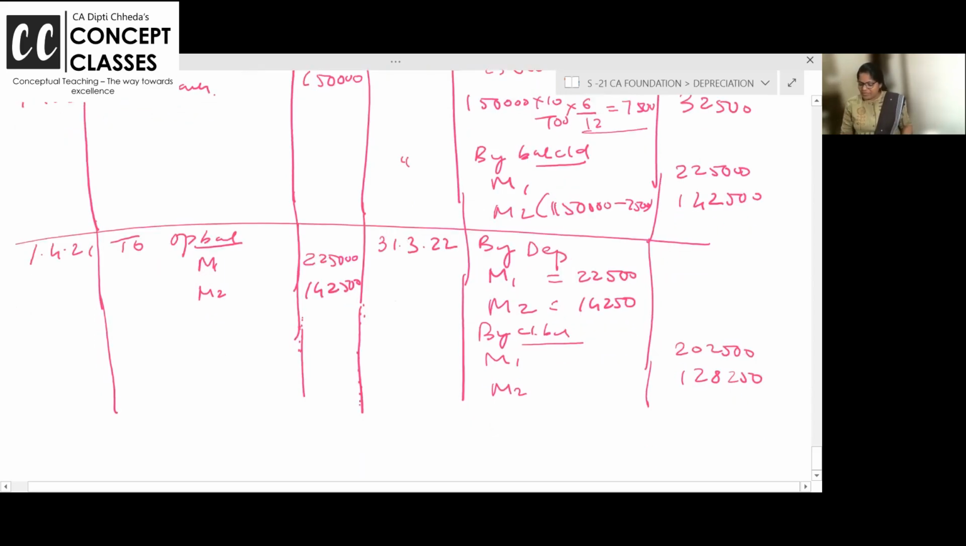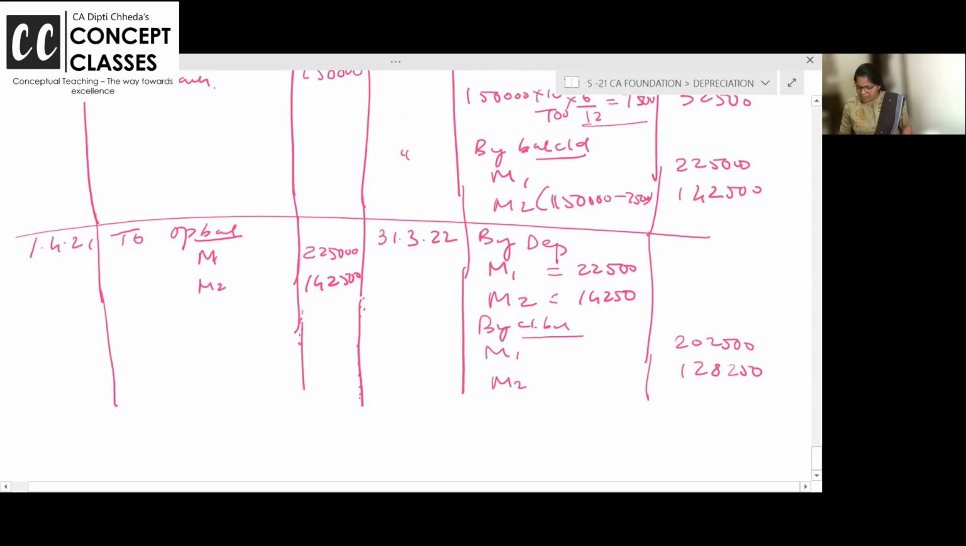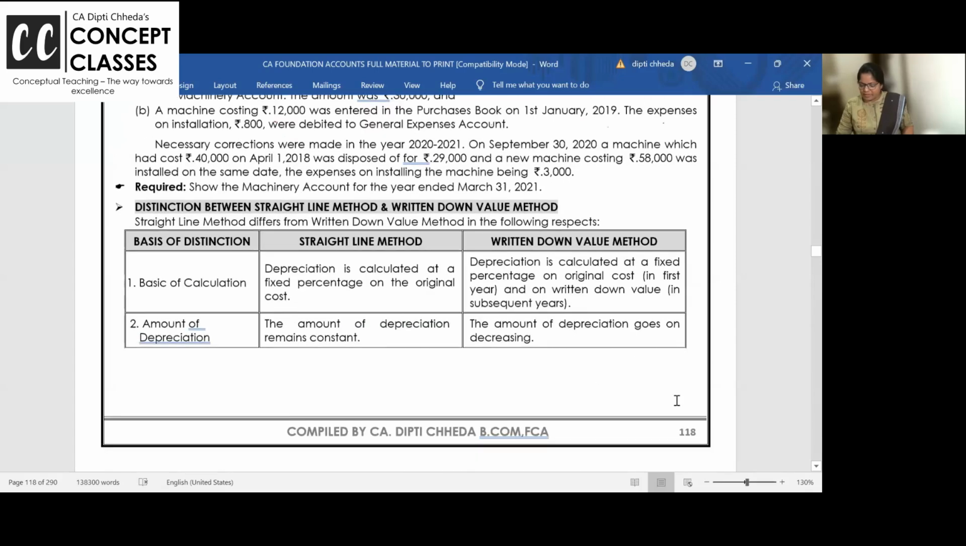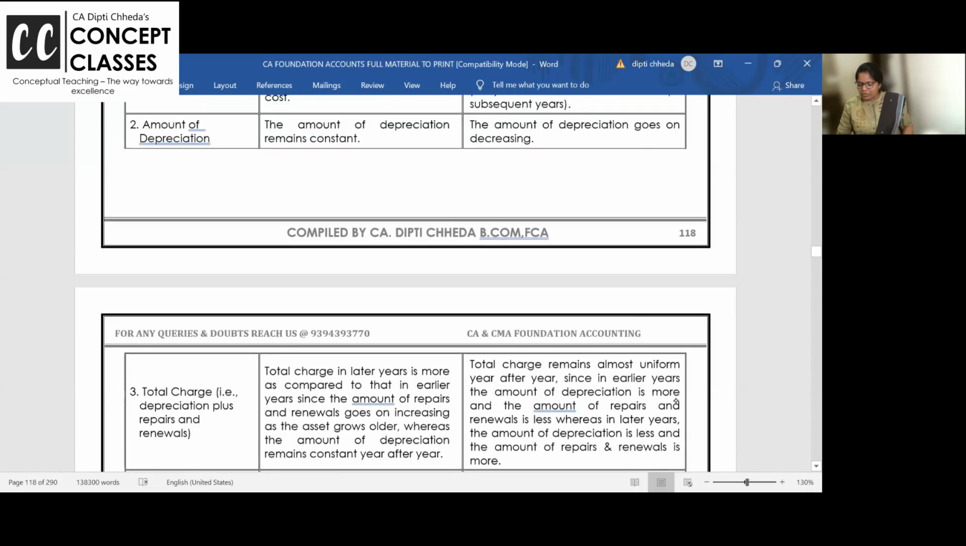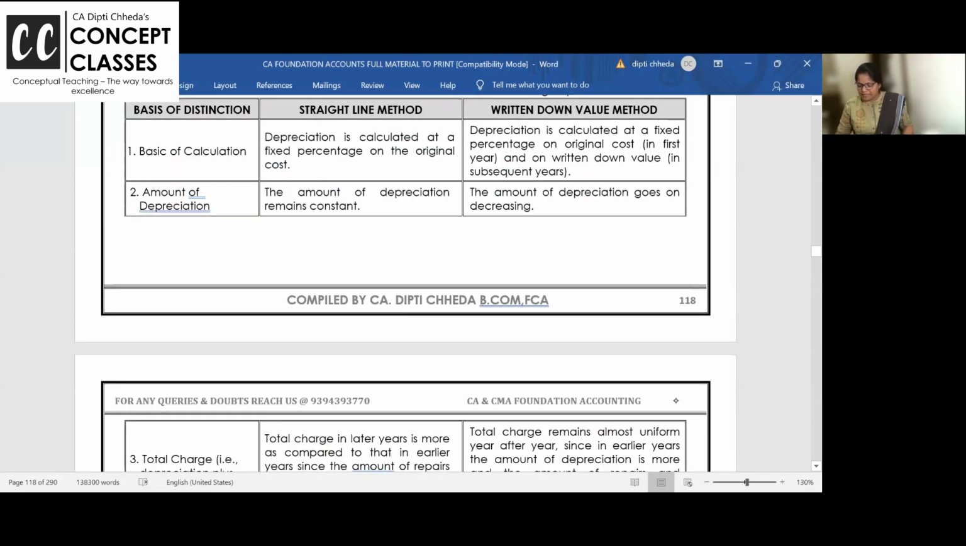We have completed both the SLM and WDV methods, and then we should start with the third method now. Just a 2-minute break we will take because we started late today. Please read the SLM and WDV comparison on your own. Something very nice I will also say before I go to the next method. Right, 2 minutes, I'll be back.